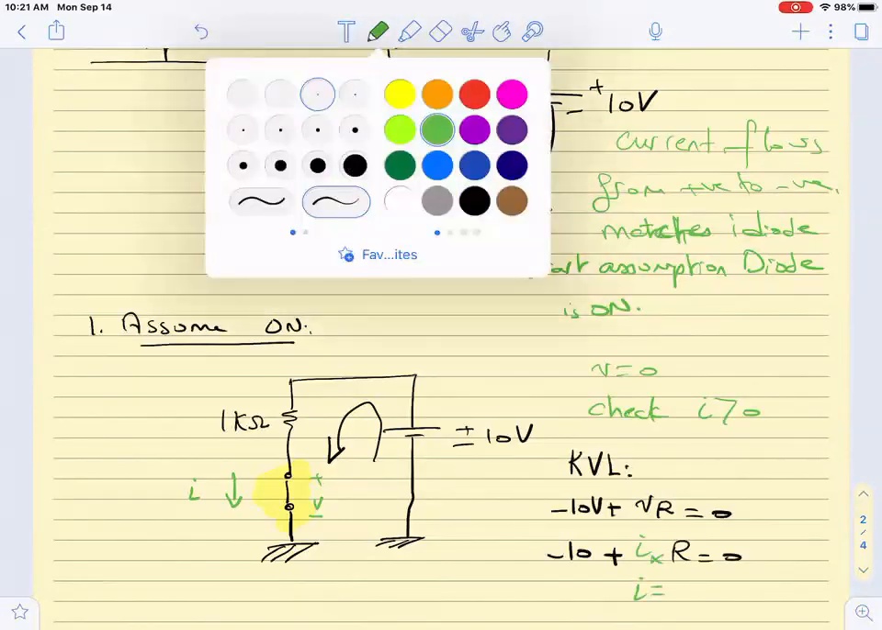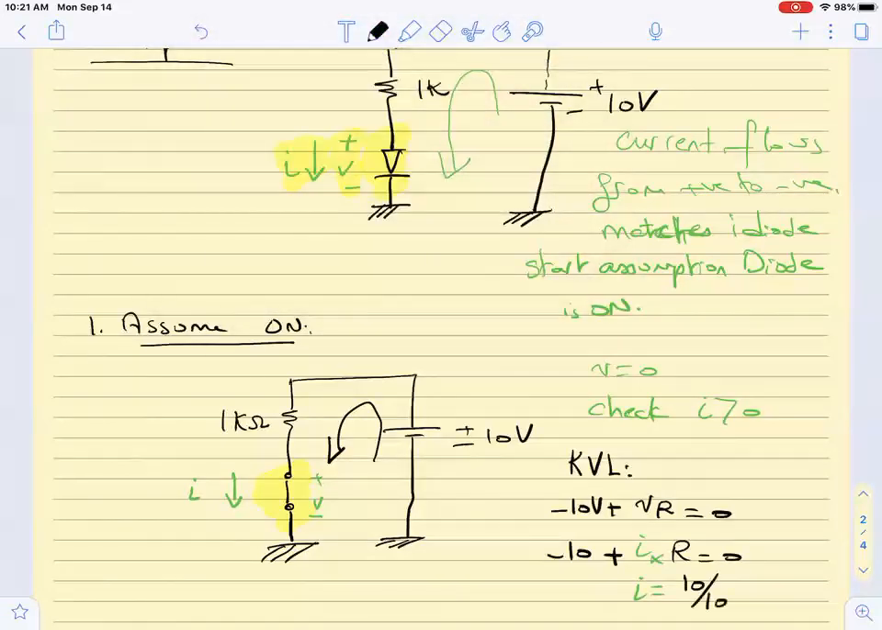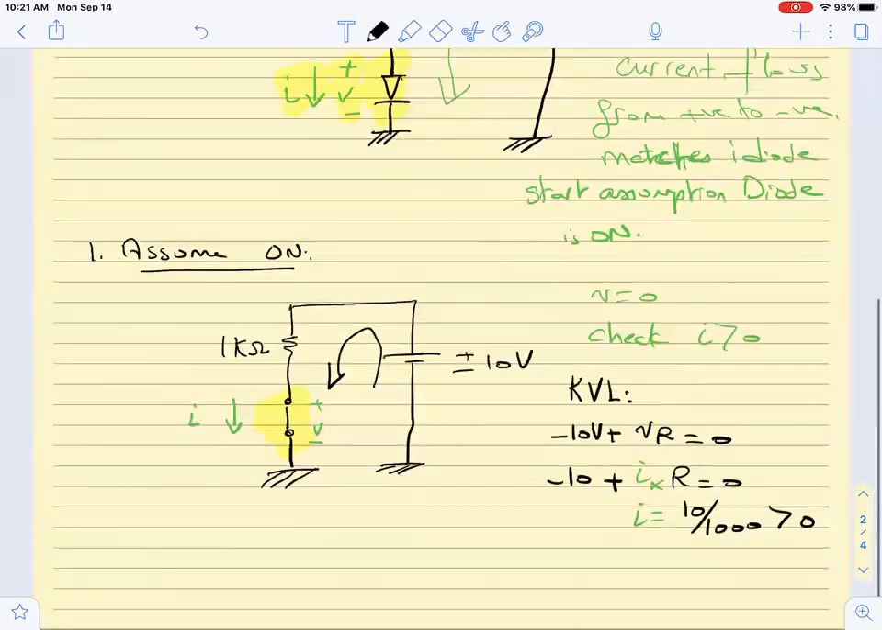10 over 1000. Is this a positive quantity? Yes, so this is correct, and my diode is on. My assumption here is correct because my diode current I is positive and the diode is on.